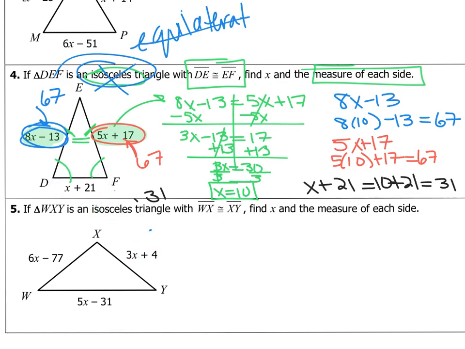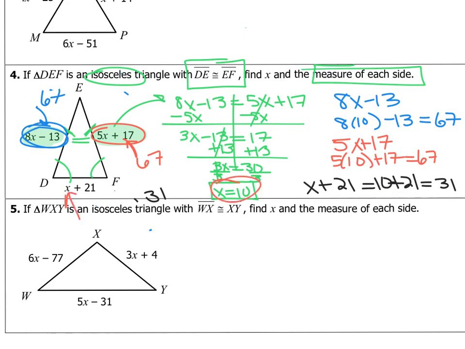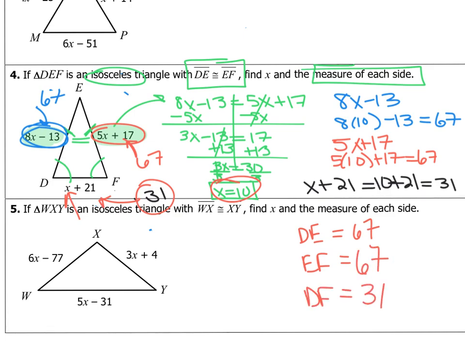And that is that we only have what x is. So if I have x, I'm just going to plug in for x. We have x is equal to 10, so I'm just going to plug in 10 here. And 10 plus 21 is 31. So we would write that the measure of each side, so DE, is going to equal 67. EF is going to equal 67. And DF is going to equal 31.